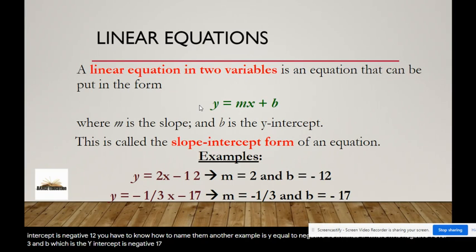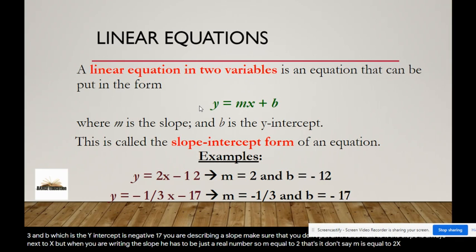Let me make it clear. Every time you are describing a slope, make sure that you don't put an x next to it. The slope is always next to x in the equation, but when you are writing the slope, it has to be just a real number. So m equal to 2, that's it. Don't say m equal to 2x. Just m equal to 2.